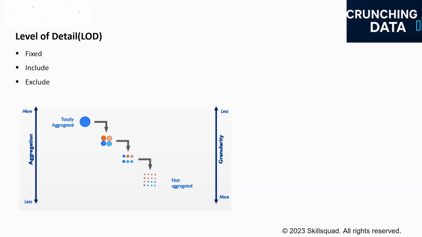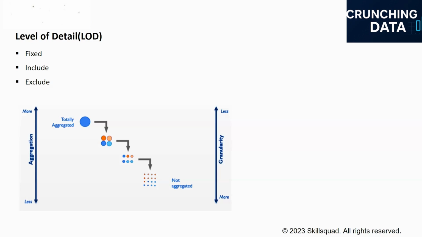Then we have the include option. The include LOD expression includes the specified dimensions in the calculation, which makes them an integral part of the calculation context. These dimensions will affect the outcome of the calculation. Then we have the exclude LOD. Exclude LOD expressions exclude the specific dimensions from the calculations, which allows you to perform different calculations without considering certain dimensions. So, what is the use case of this LOD?